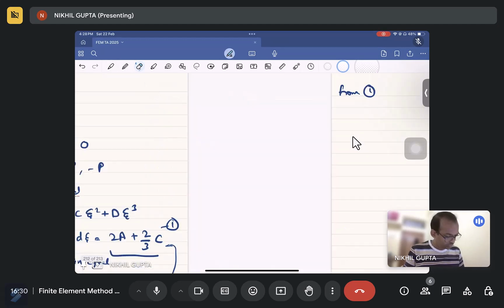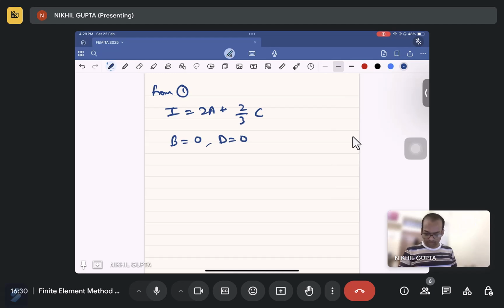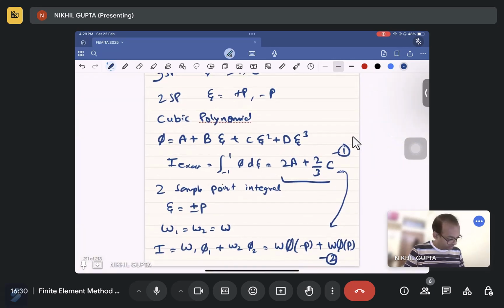From 1, the solution is 2A plus 2 by 3C. So we can understand that in the exact solution B is equal to 0 and D is equal to 0. Now in phi, when we put it as minus p, we can use this equation.